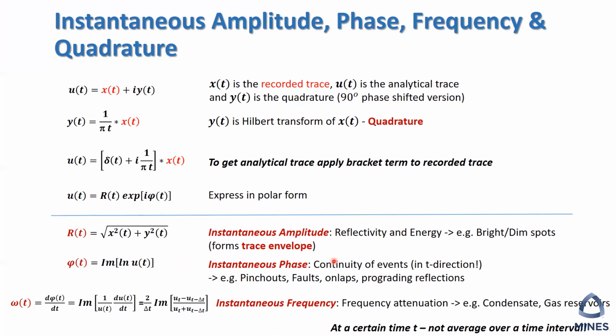And then given the R and the phase, we can calculate something called an instantaneous frequency, and that's the change of the phase with time, how fast the phase is changing in time. And that parameter, the WT, can give you information about the frequency attenuation. So if you have frequency attenuation due to, for example, gas being in the medium, that will attenuate the seismic data. You may be able to see that in the instantaneous frequency.